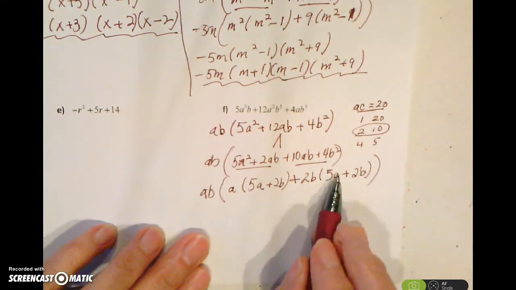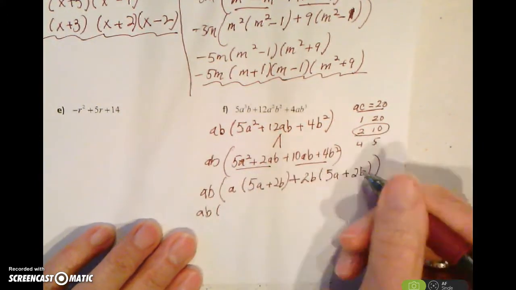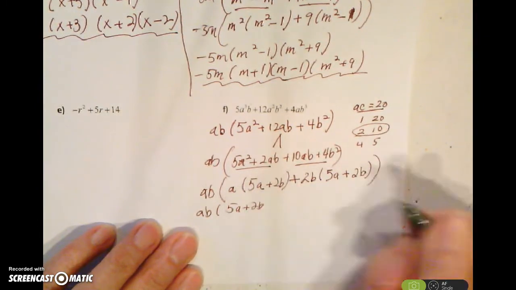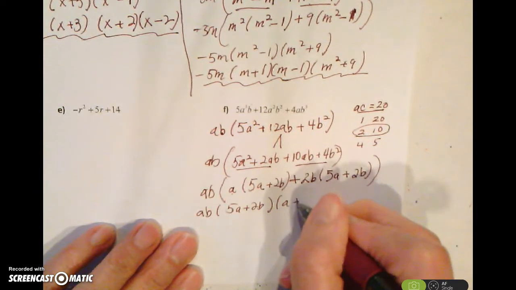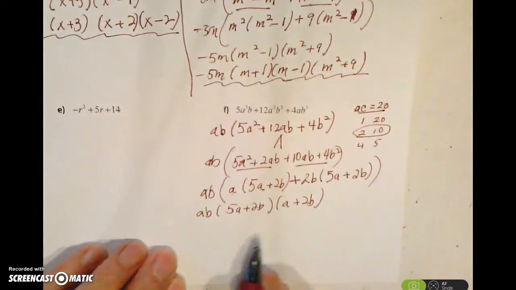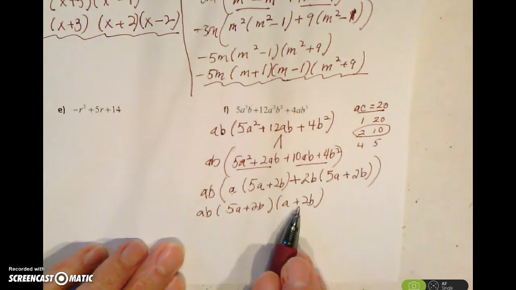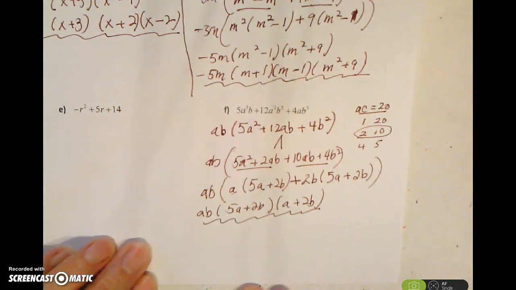And then I see my two parentheses are the same. So when I rewrite it, I'm going to have 5A plus 2B times A plus 2B. Take one last look. Is either one of these the difference of squares? No. So I am finished. I've factored as far as I could.